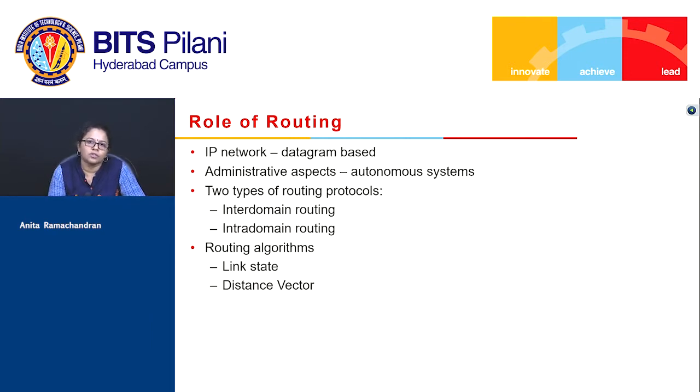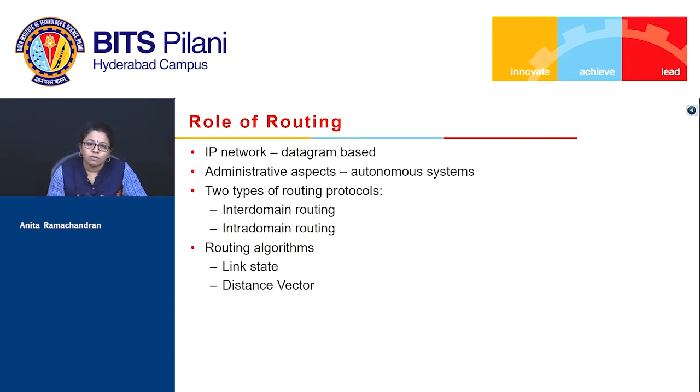The role of routing is that an IP network is datagram based, and the functionality of the network layer is to take the packet from the source and move it closer to the destination hop by hop. So in this whole routing process, there is a concept on administrative aspects called autonomous systems. If you imagine the big internet, there are multiple internet service providers or operators, different vendors, etc. And moving a packet from a source to a destination is not limited to one network. It is across networks.